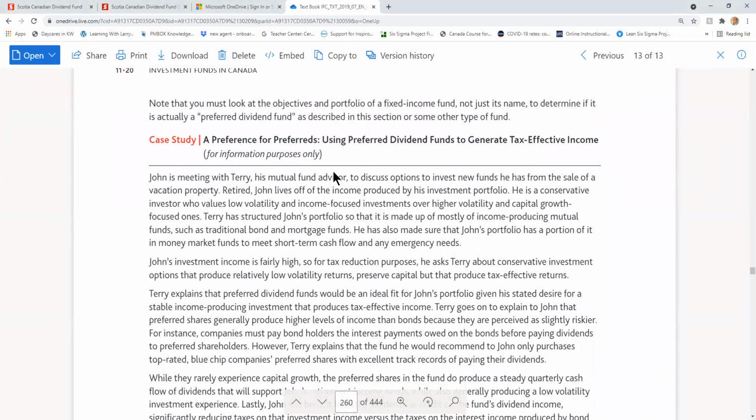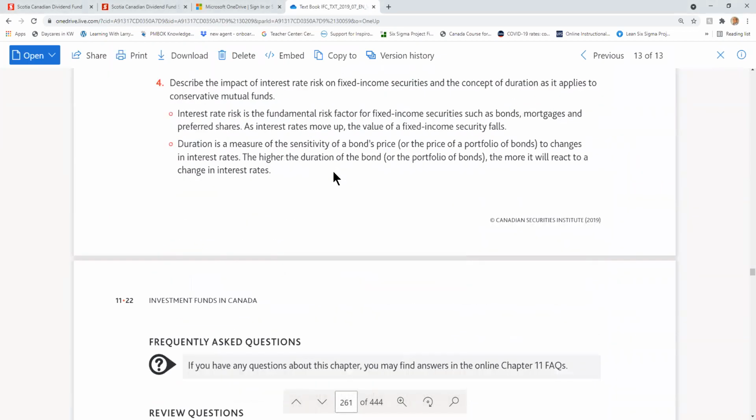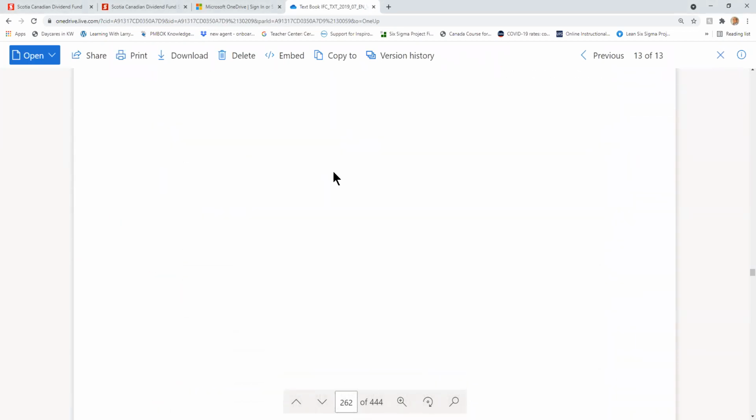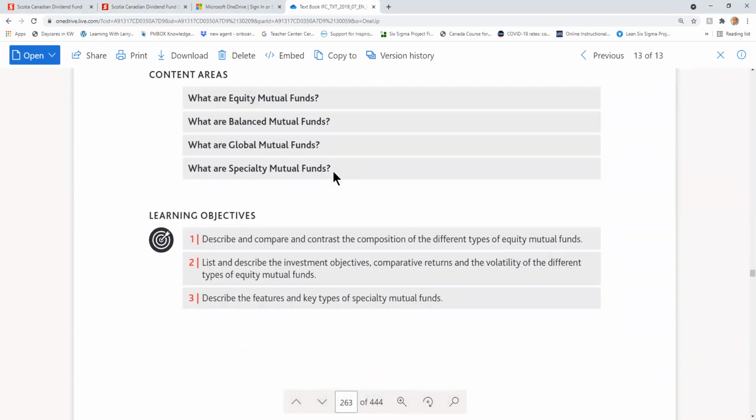But there's a risk, like I said, there's no guarantee. So that was chapter number 11, your conservative mutual funds. In the riskier ones, we're going to talk about equity, balanced, global, and specialty. So these ones we're going to talk about next. Okay, equity, balanced, global, and specialty. Let's take a look at those.